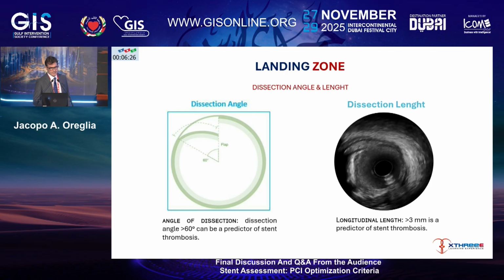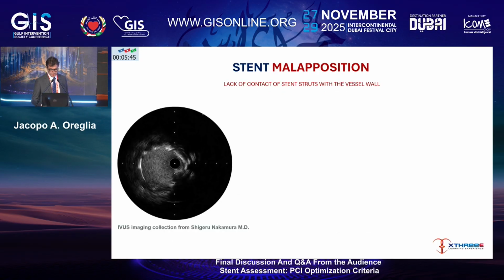Again, the dissection angle, which is measured, for example, in this case, this is a drawing that explains very well how to measure the flap angle. So moving from where the intima is disrupted until the position where the media is again in a continuous pattern with the intima. And more than 60 degrees can be a predictor of acute stent thrombosis. And also the longitudinal length, again, this can be achieved with automatic pullback. If we have a longitudinal length which is 3 millimeters or more, this can be a predictor of stent thrombosis.